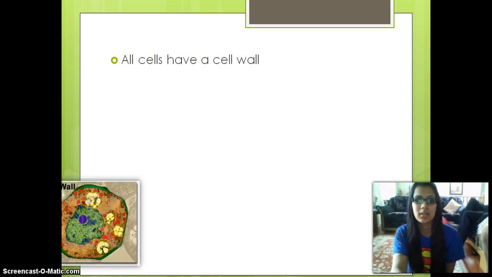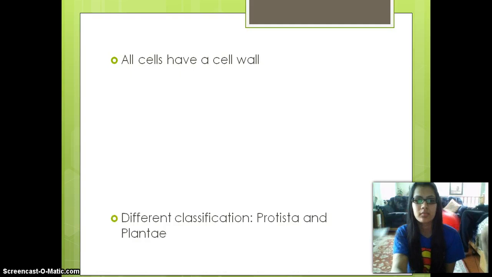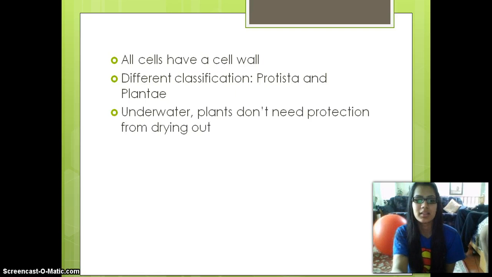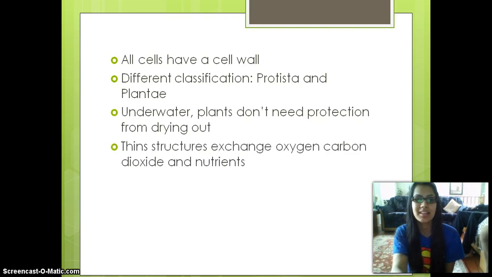All cells have a cell wall, and they have different classifications, Protista and Plantae. They're underwater, so plants don't need protection from drying out. Their thin structures exchange oxygen, carbon dioxide, and nutrients.